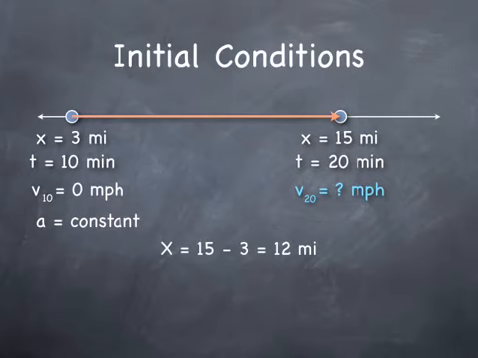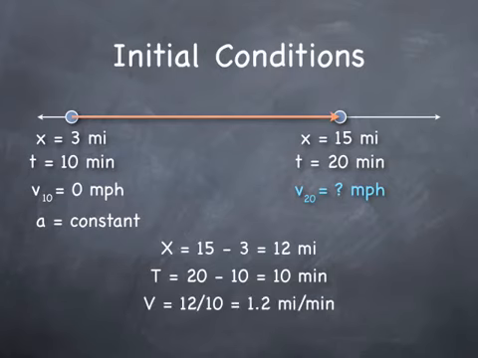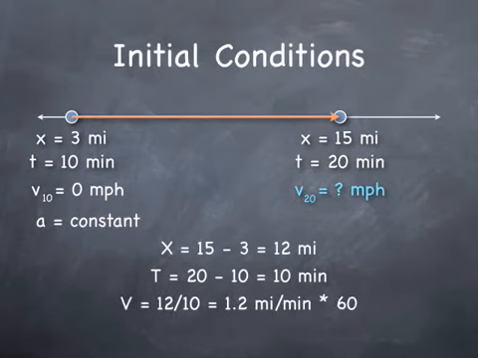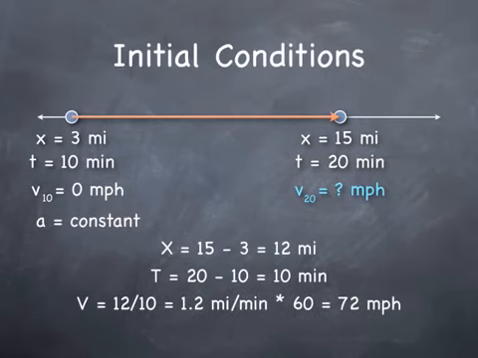One thing we know is that the total distance we have gone is 15 minus 3, which is 12 miles. The total time we spent is 20 minus 10, which is 10 minutes. And the average velocity of our entire trip is 12 divided by 10, or 1.2 miles per minute. Multiply that by 60, and we get 72 miles per hour.